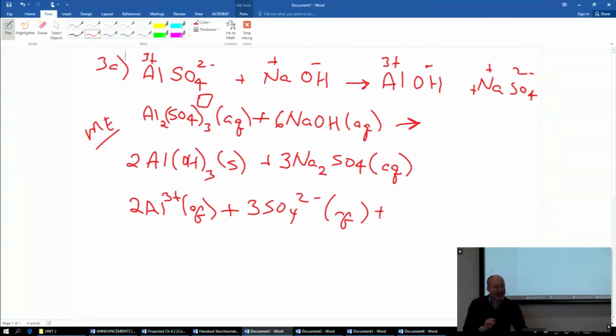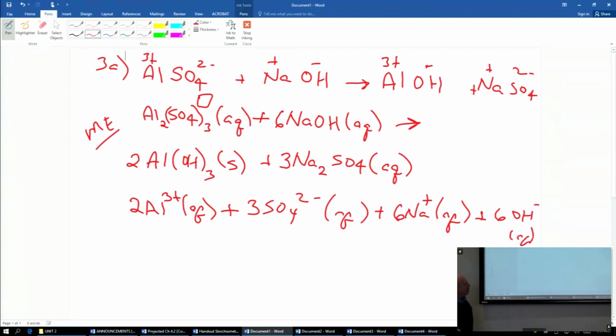So I've got my 6 defines both of the pieces to come. So that means I've got 6 sodium with a +1 charge in the aqueous phase. Oop. Wrong symbol there. And I've got 6 hydroxides also in the aqueous phase. I'm trying to get it all on one line there. All right, 6 hydroxides in the aqueous phase. Mass balance is complete, charge balance is complete, everybody's got a phase.